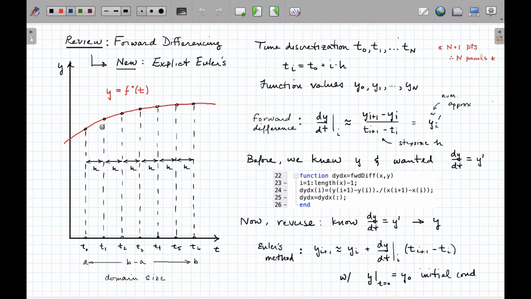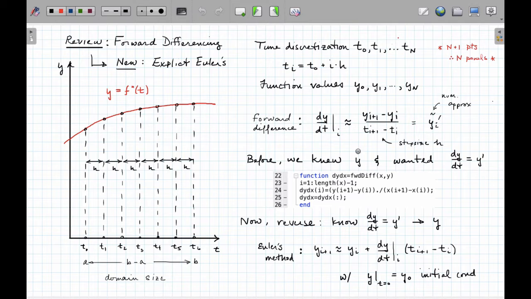So I look forward to the next point in the series and take the rise over the run between those two data points to compute the derivative there. We saw that this was very easy in MATLAB. We could make a little function to do that. In this case, we're going to be doing something slightly different.